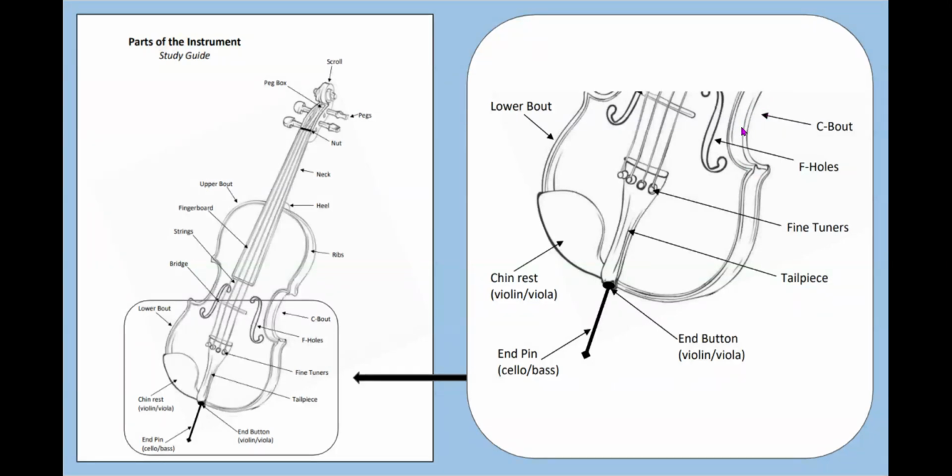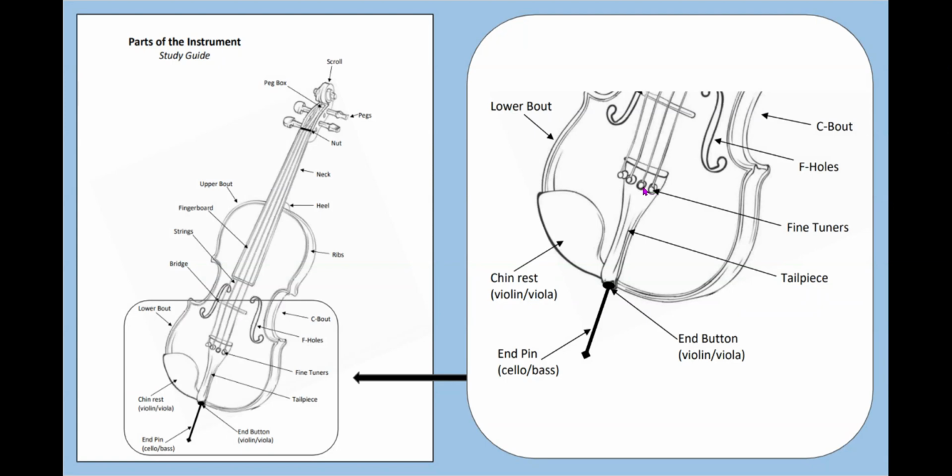This right here on the sides, these are called the C bouts. These little fancy looking F holes, they are where the sound comes out of your instrument. These little circles that you can see at the end of each of the strings, these are called fine tuners.